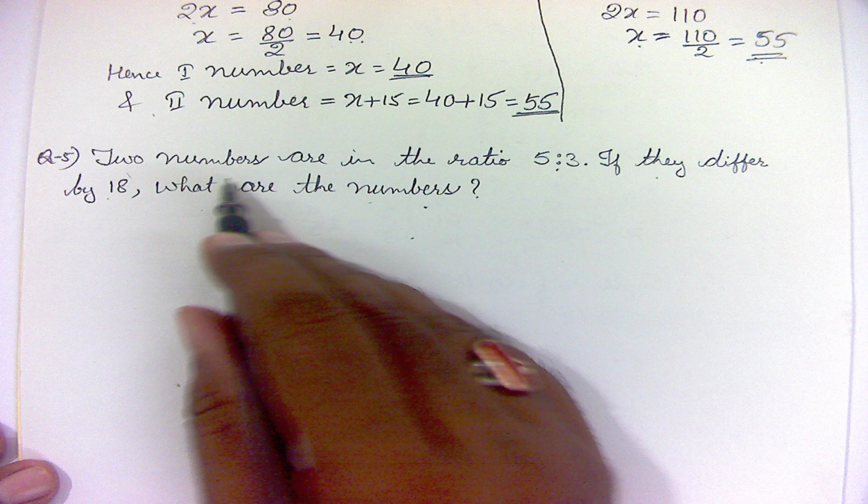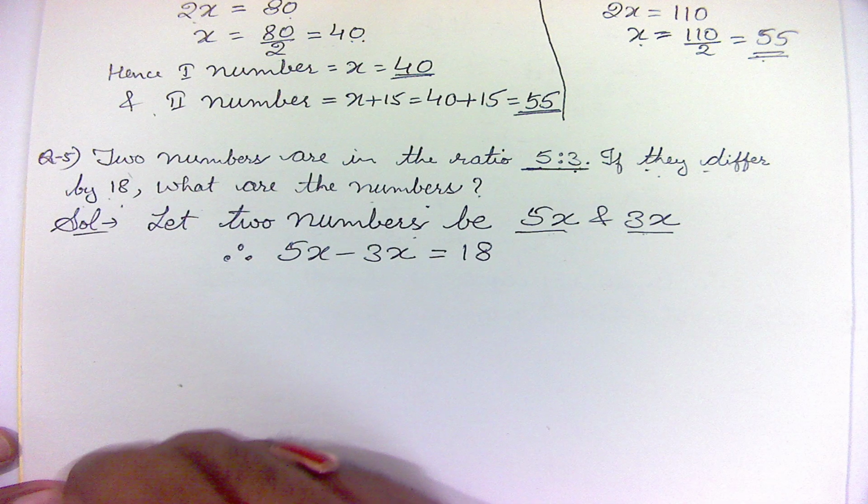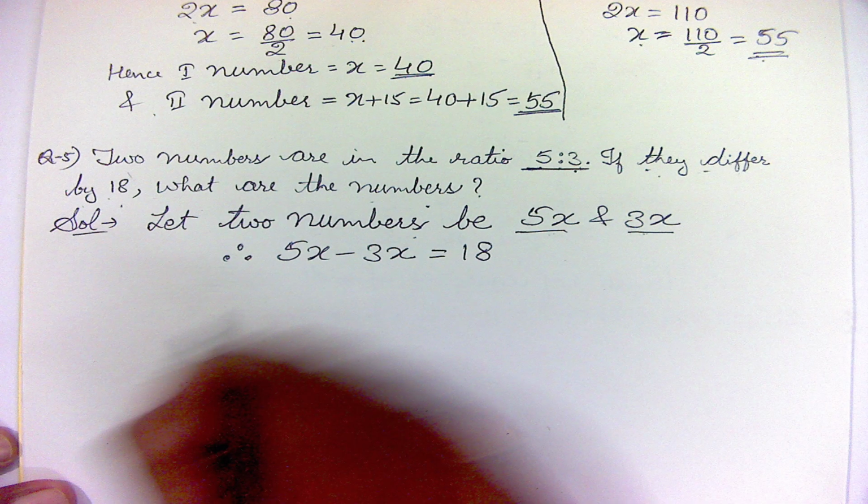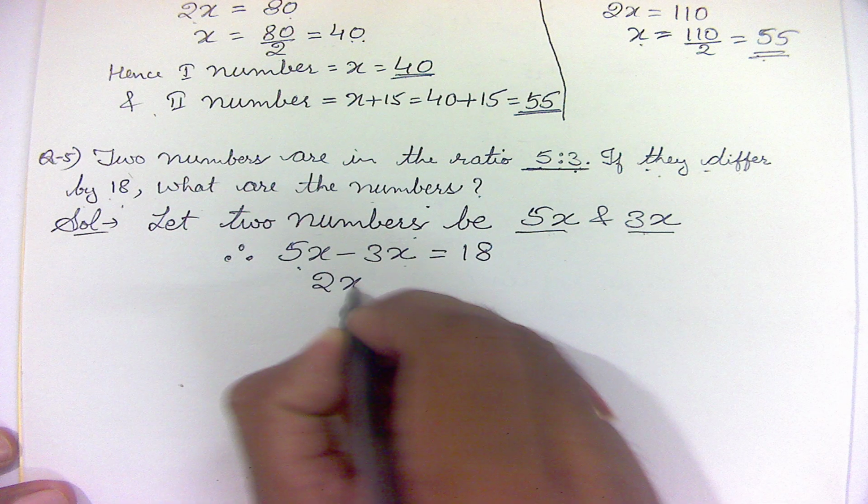If they differ by 18, it means the difference of these two numbers is 18. So according to this, you will have 5x minus 3x equals 18. The difference of the two will be equal to 18. Now it is easy to calculate. 5x minus 3x is 2x, equals 18. x equals 18 upon 2, that is 9.